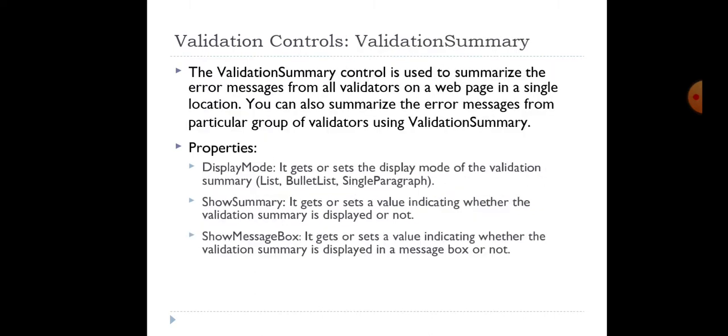Next, the last one is the validation summary. It will summarize all the error messages from all validators on a web page in a single location. For example, in a registration page, there must be a first name, middle name, last name. After that, there must be date of birth. After that, there must be a country name. After that, state, district, etc.